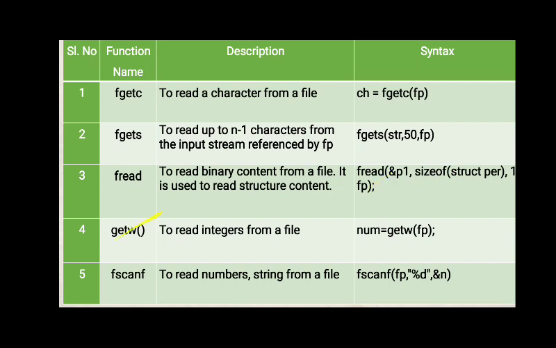Then the next one is getw, that is to read integers from the file. So to read integers from the file, you can use the function getw. So num is equal to getw of fp. So the data will be returned as an integer value to num. And finally, the formatted fscanf function, that is to read numbers or strings or anything based on the format that is specified. So it is similar to your scanf, in addition to which you have to specify the file pointer also. So these are the various functions that are used for reading from a file.